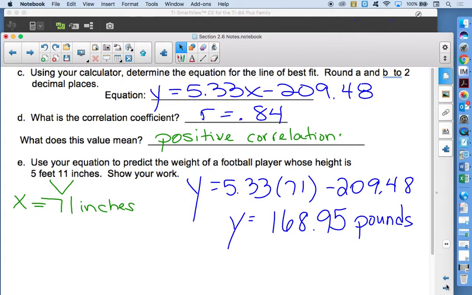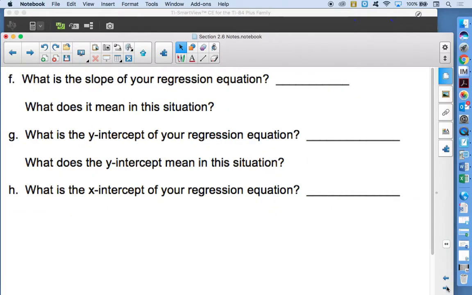So now that we used the equation to find out how much it weighs, there's a couple other things that we can do. F and G want you to decide what the slope and the y-intercept are, and then to interpret what it means in this situation. So let's start with slope.